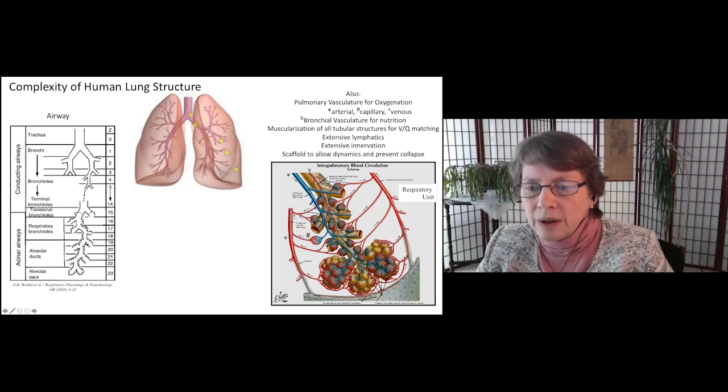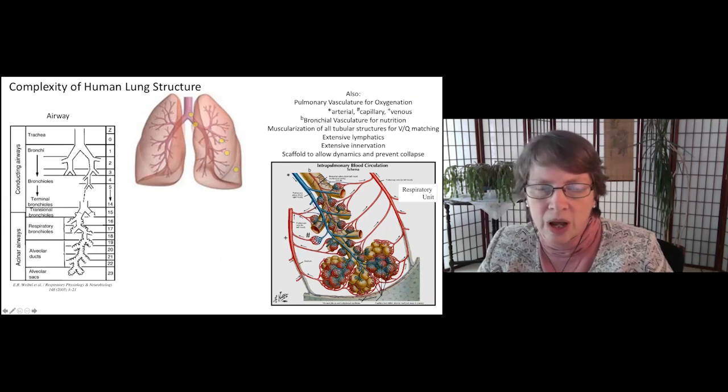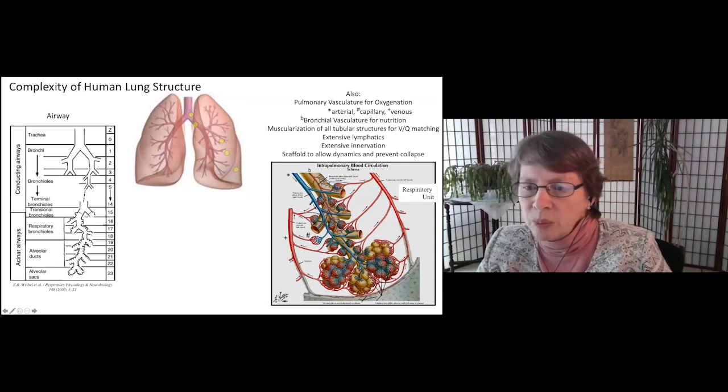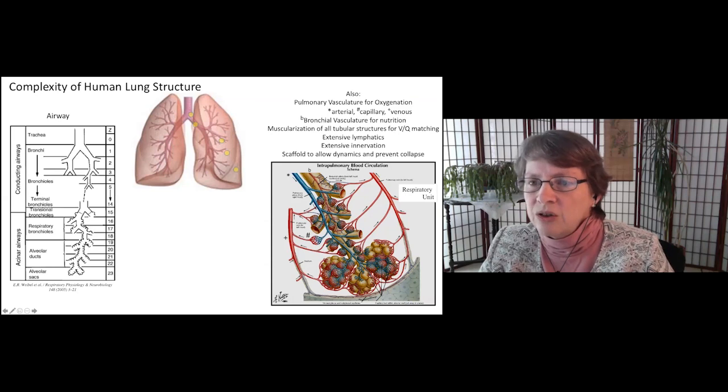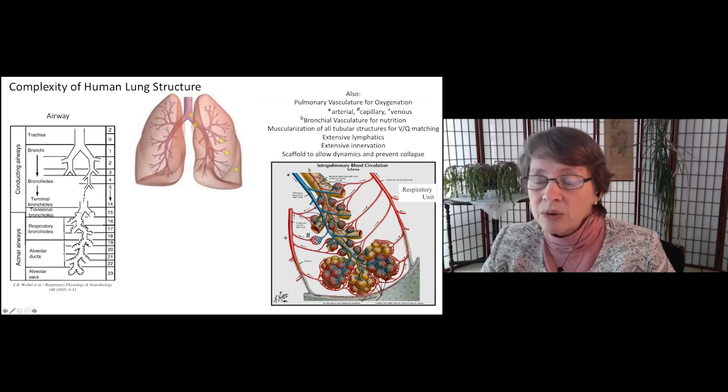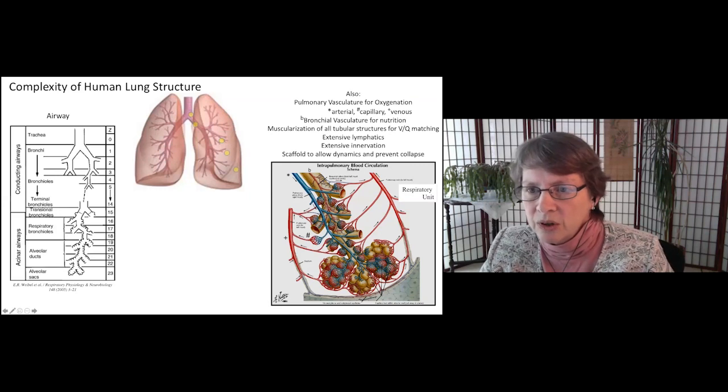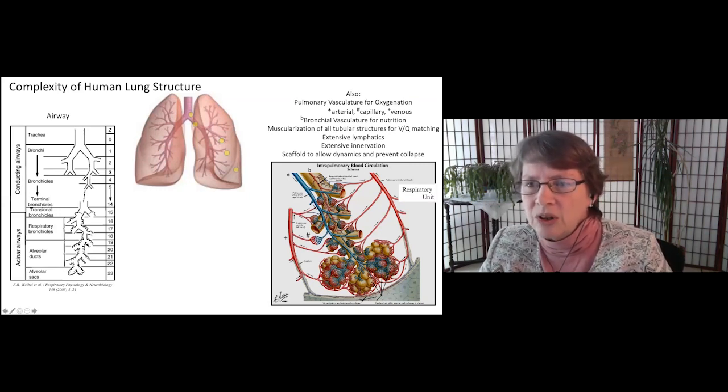There's also extensive muscularization of all of these tubular structures, both the vasculature and the airway, and that maintains the match between ventilation, the ability to bring air in, and perfusion, or V/Q match. Ventilation and perfusion matching is absolutely required for normal lung function, and it is really where a lot of disease gets us to V/Q mismatch. There is an extensive lymphatic system within the lung that recovers fluid.